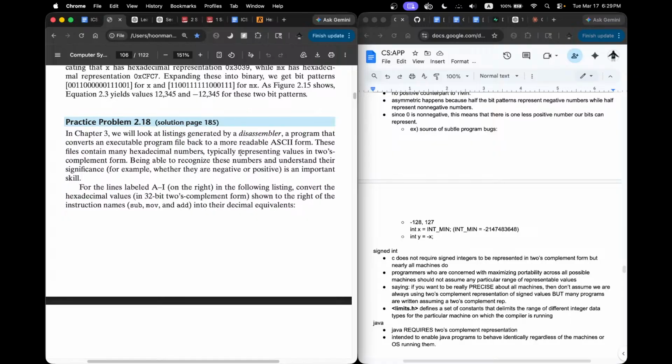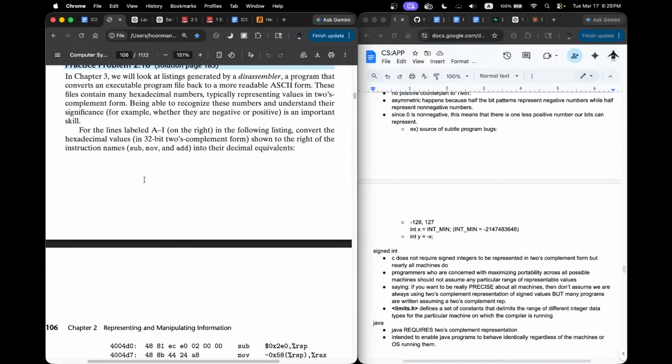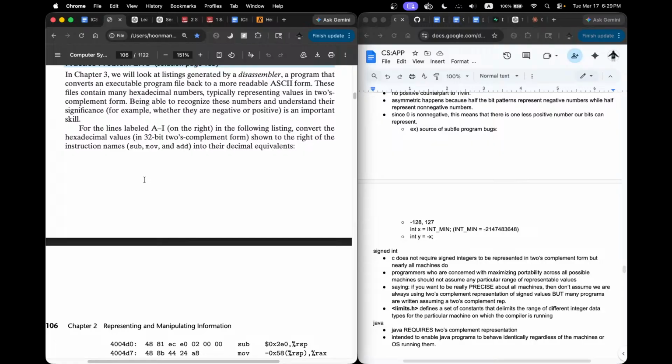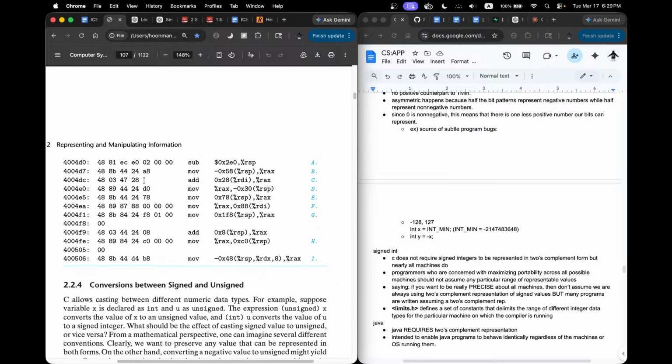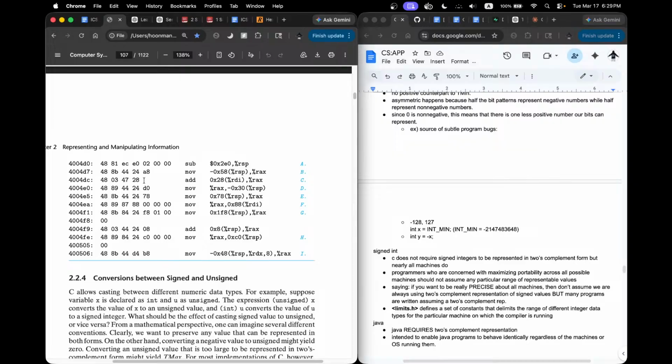Oh my god, we just made this. Yeah, it's a very important skill. For the lines labeled A to I in the following listing, convert the hexadecimal value shown to the right of the instructions into their decimal equivalents. No, thank you.